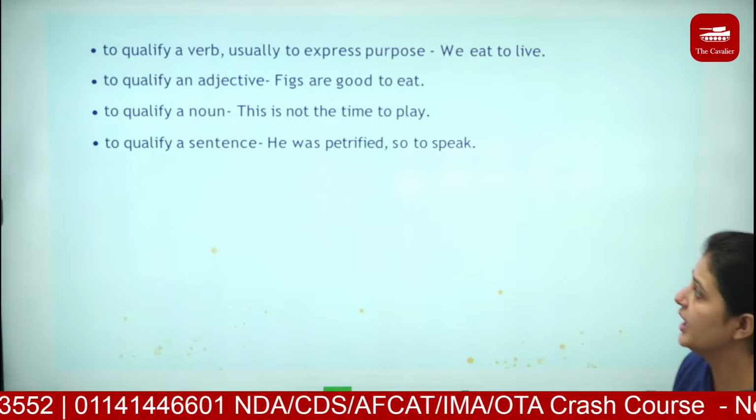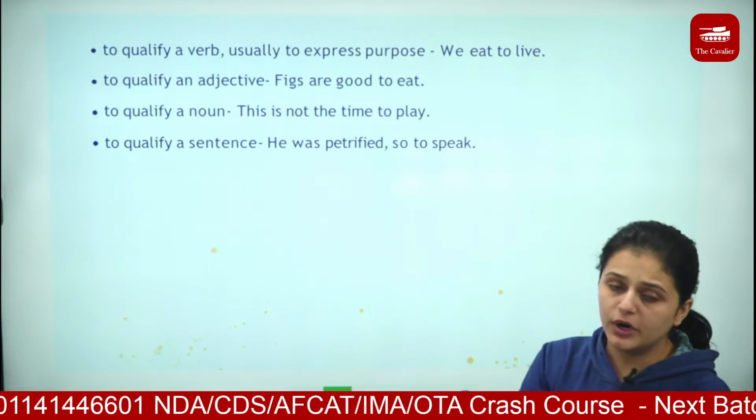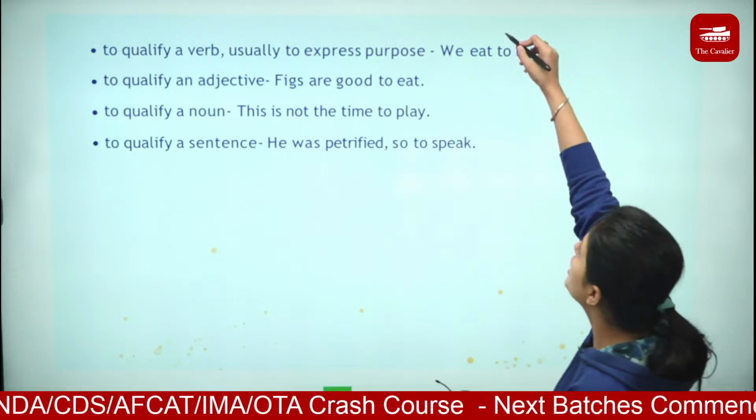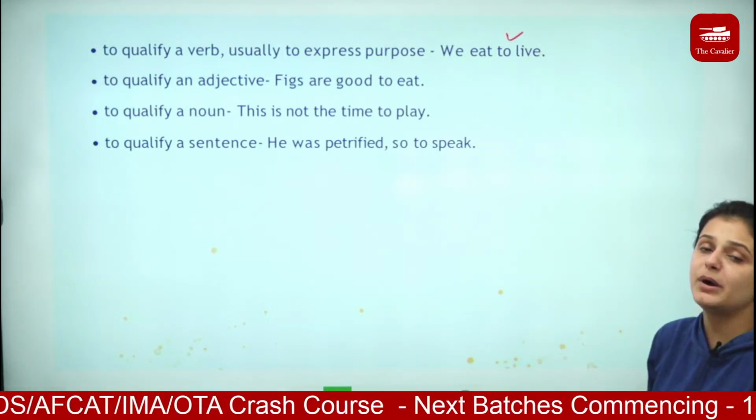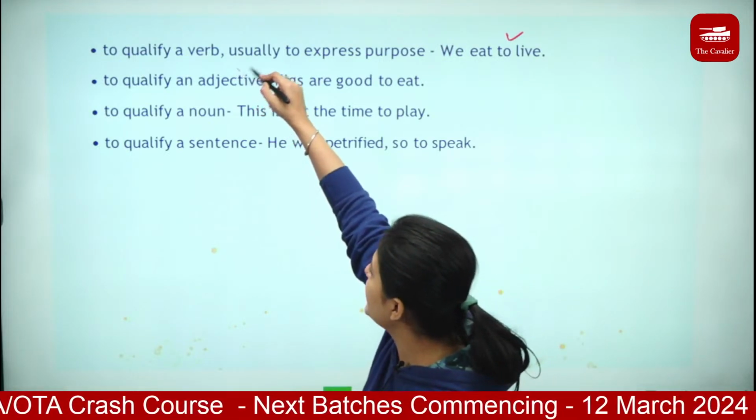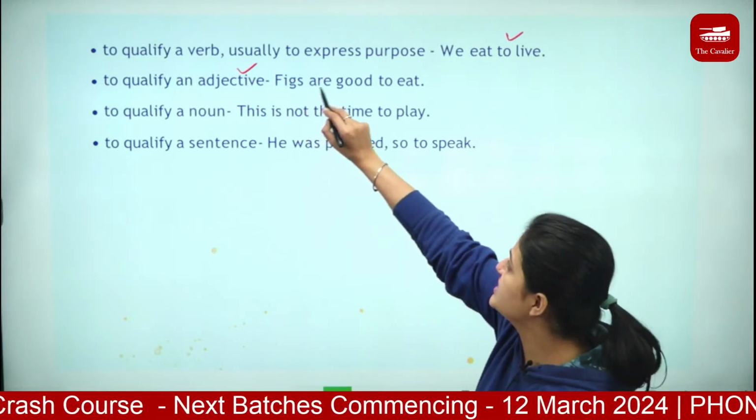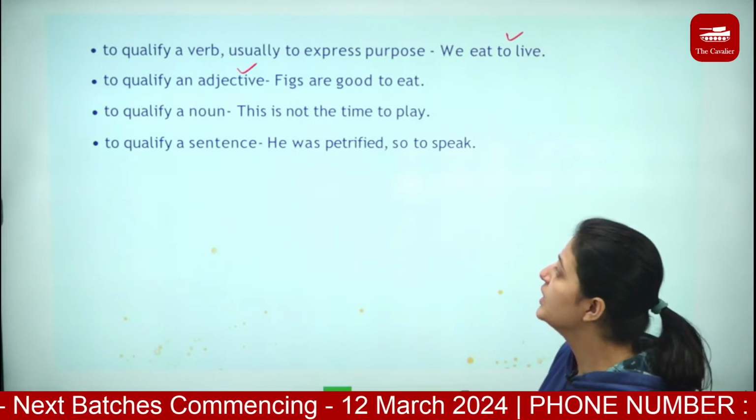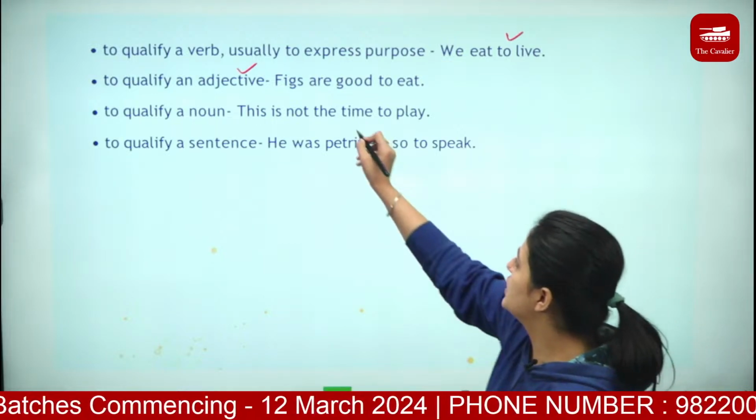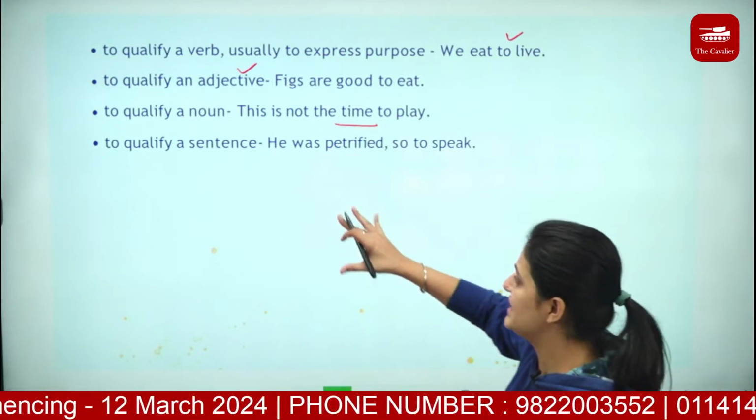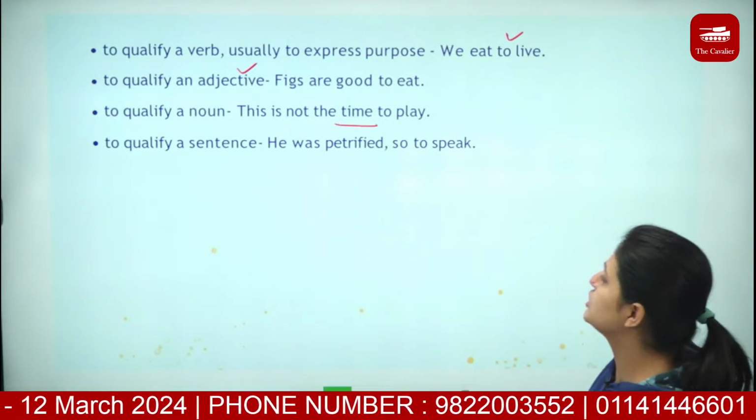Next, और कहाँ use होता है? To qualify a verb, जहाँ पर हमें verb का purpose के बारे में बात करना है. For example, we eat to live. What is the purpose of eating? To live. Okay. Next, to qualify an adjective, जैसे figs are good to eat. Next, to qualify a noun, this is not the time to play, so it is qualifying which time. Okay, next to qualify a sentence, he was petrified, so to speak.